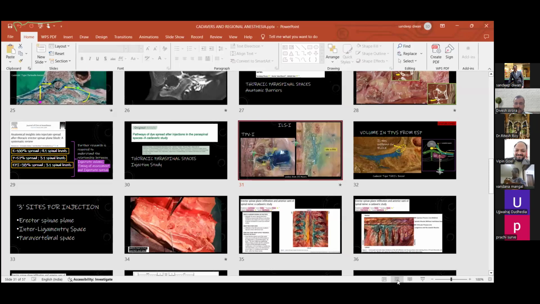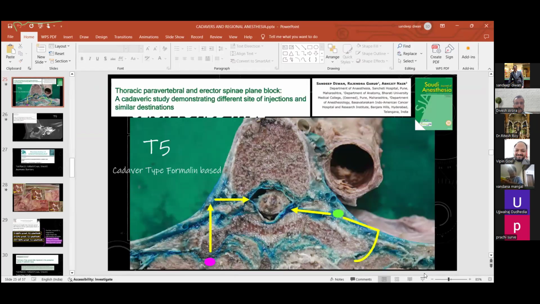Because we are giving blocks now. Till now we have given more than 500 blocks, and in all my blocks the patient has hypotension. In 100% of patients I got hypotension, even if I gave at the lumbar level also.